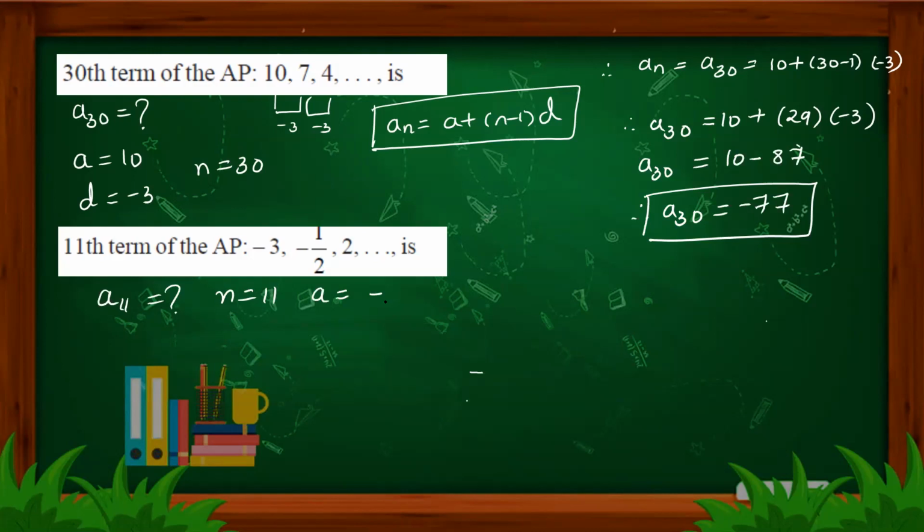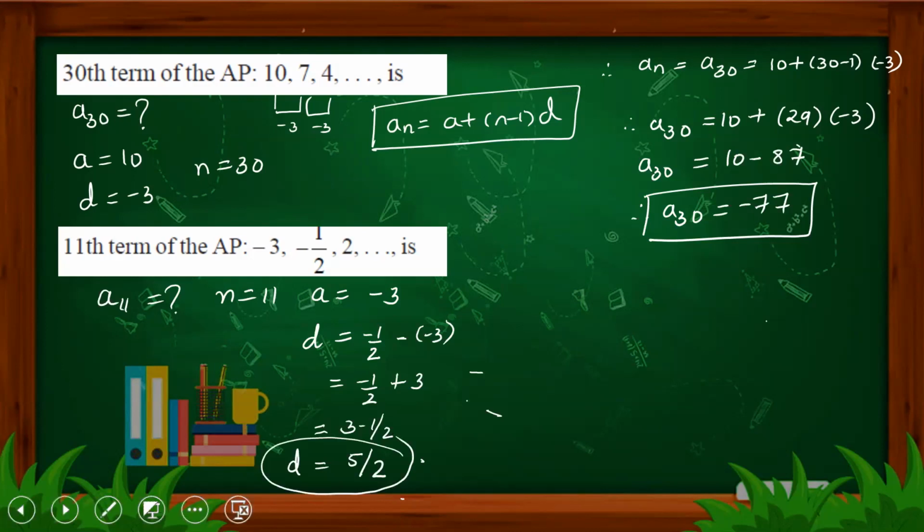A is minus 3. What is D? So D is always your second term minus the first term. So the second term is minus 1 by 2, minus of minus 3. This is going to be minus 1 by 2 plus 3. This is 3 minus 1 by 2. 3 minus 1 by 2 will be, 3 2s are 6, 6 minus 1, 5. So that's going to be 5 by 2. So your D is 5 by 2.